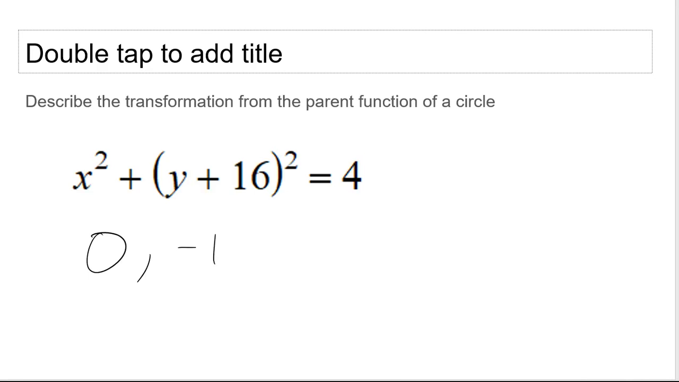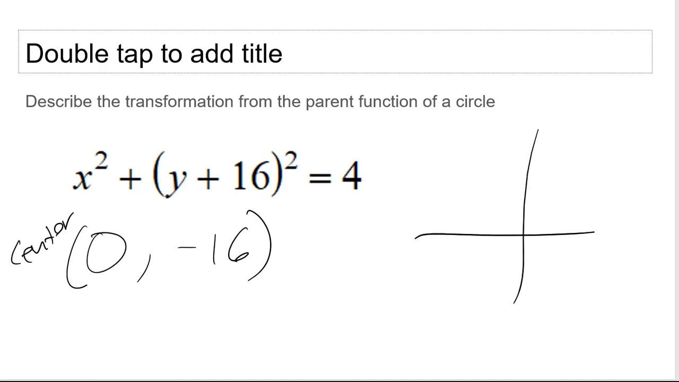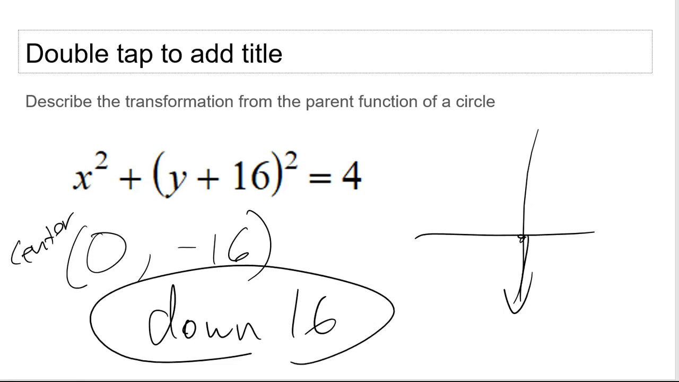Alright, so this one just simply says describe the transformation from the parent function. So the first thing I would do is find the center. And tell me what it tells you to do. If I'm at the origin, what's it going to tell me to do? The 0 tells me not left, right. So I won't write anything about left, right. And the negative 16 just tells me I'm going to move down 16. That's all you got to do.